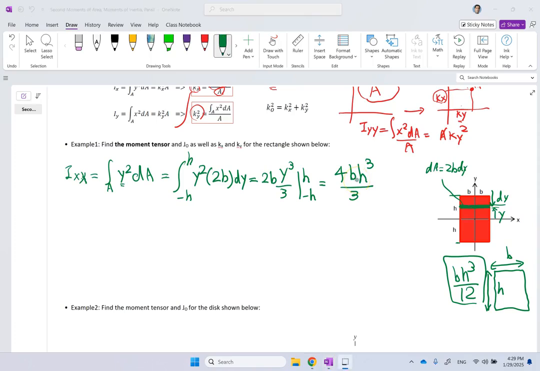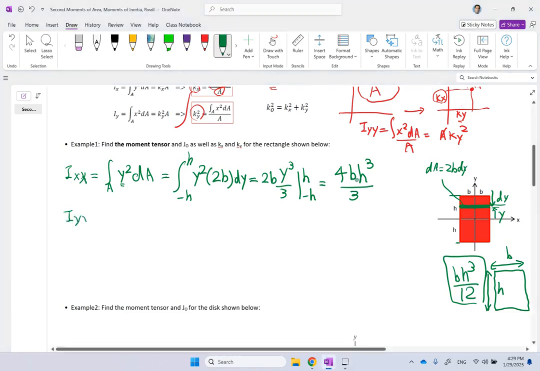Basically, you get a 1/2 and then 1/8, 1/16. Simplify 4 with 1/16, you get 1/4. 1/4 times 1/3, you get 1/12. So that is your what? That is your Ixx. Now, similarly, we can go about Iyy.